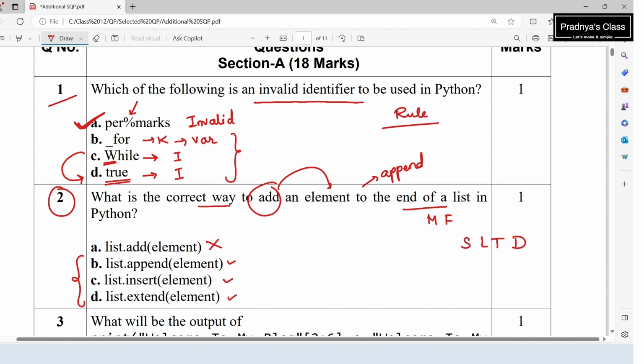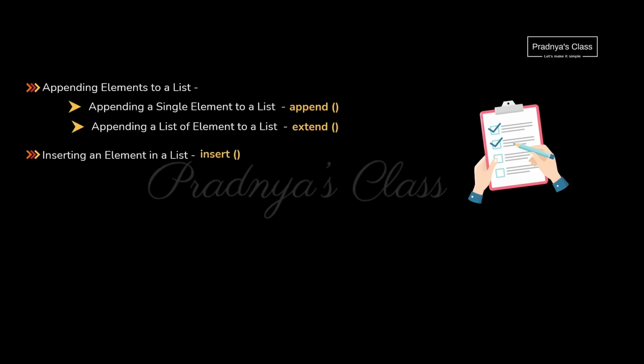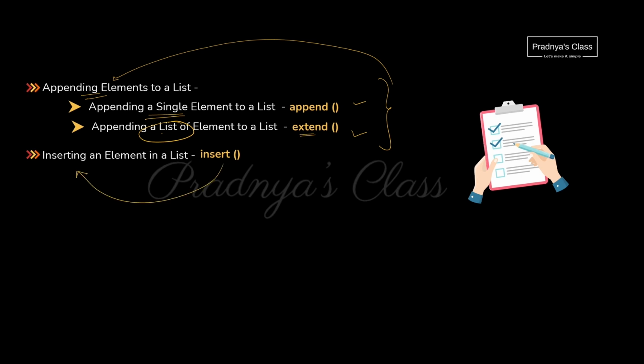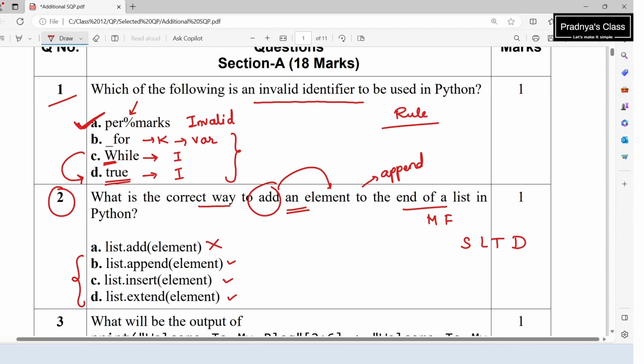But what's the question? We have to add an element at the end of the list. For that you should have a clear understanding of those three. For appending an item we can use append or extend, but append is used to append a single element, whereas the extend method is used to append a list of elements. So this is all about appending an item. If you want to insert an item at any position, you can use the insert method. In this way, we got to know that we will be using the append method. So B is the correct choice.